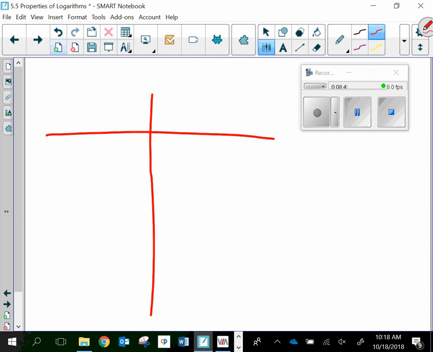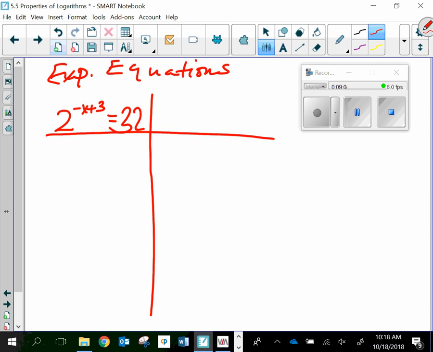All right. You have 2 kinds of exponential equations. We had something like this: 2 to the negative x plus 3 equals 32. And we had 2 to the negative x plus 3 equals 5. Now this was 5-3. We did this in 5-3, and we did a few of those in 5-4. We're going to do some more now.